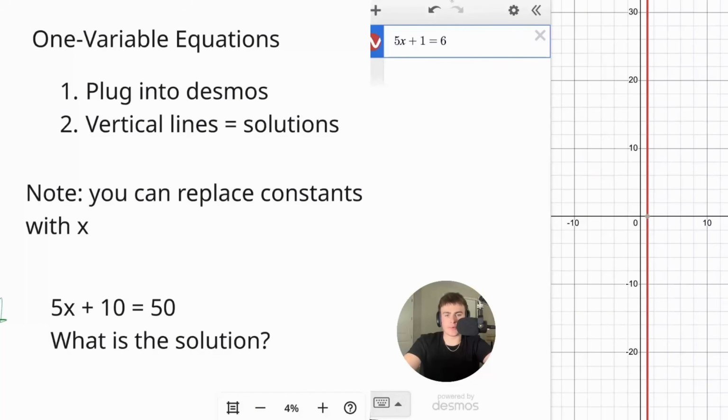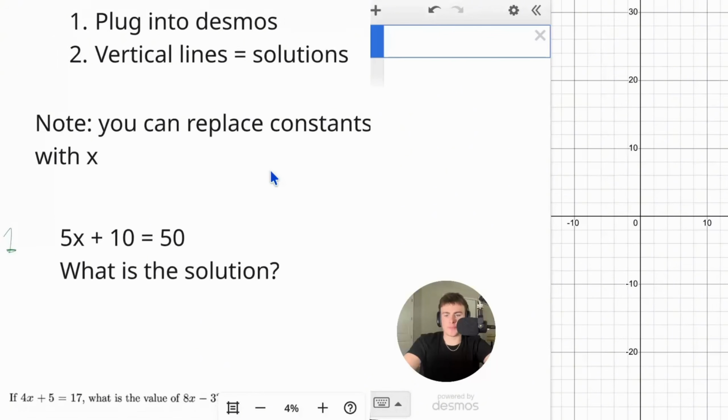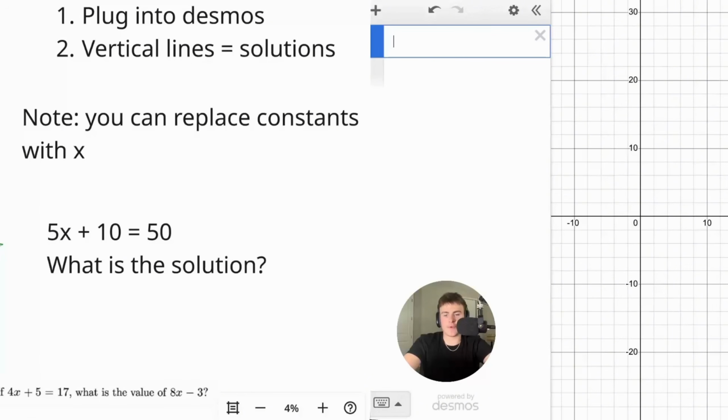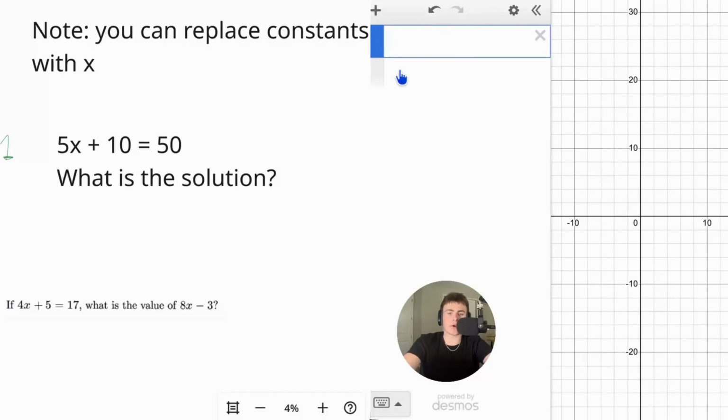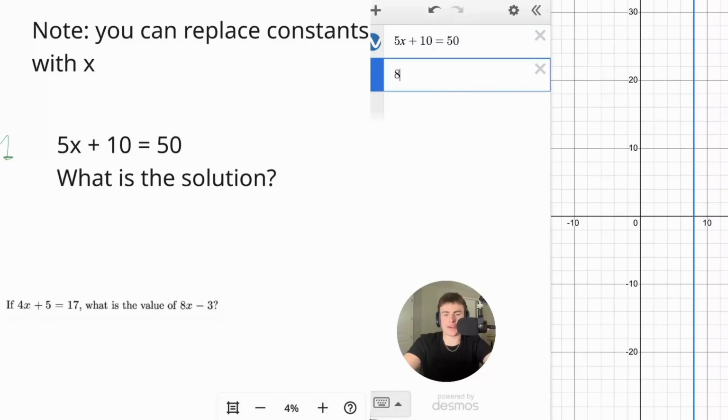Let's do a couple examples just to make sure we have this. First one, 5x plus 10 equals 50. What is the solution? If I saw this on the test, I'm immediately going to graph it. So just type it in: 5x plus 10 equals 50. And then it'll just tell you the answer is 8. So you type in 8, get the answer. It's like a 3-second problem. Easy peasy.